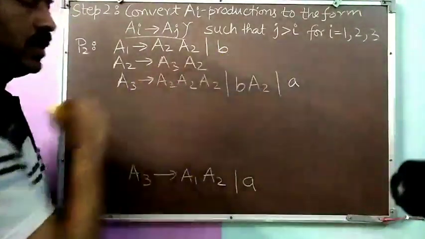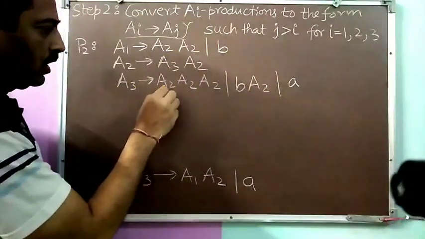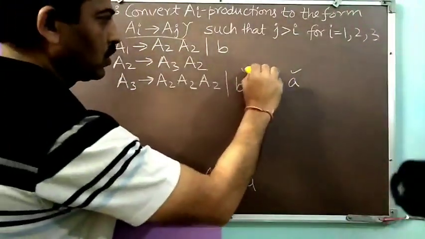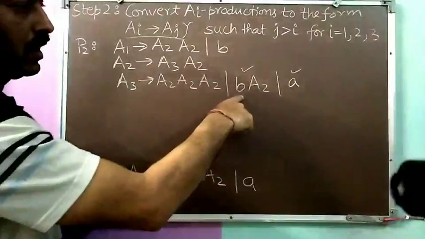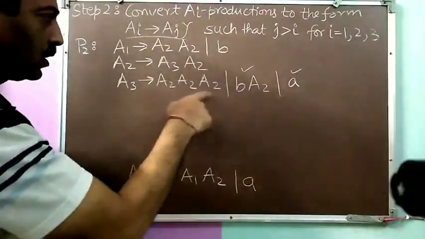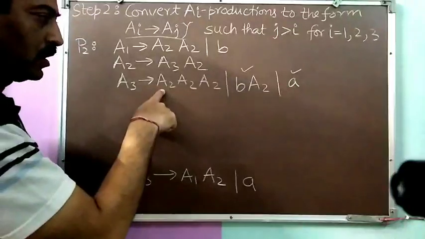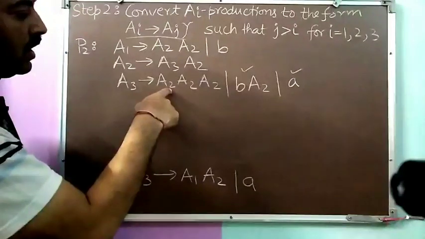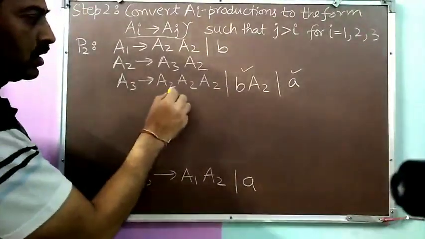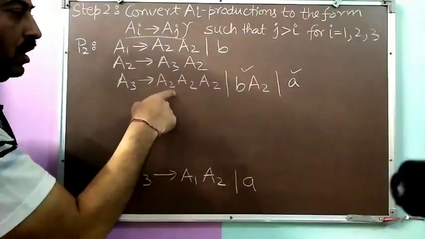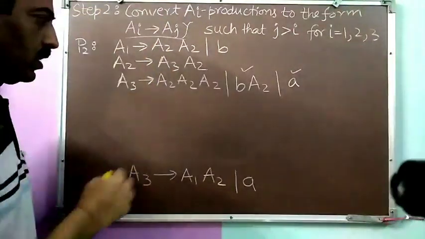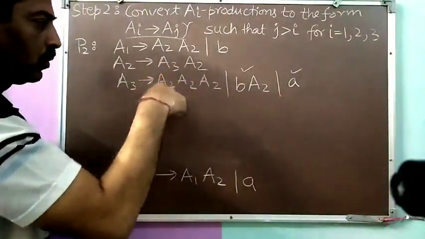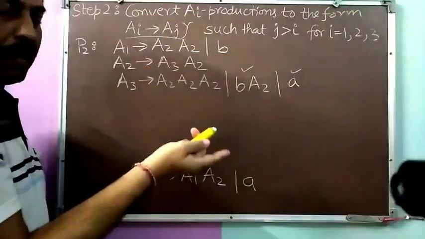Now again check whether this result is okay or not. This production is okay because it does not have any variable here. This production is also okay because it has a terminal here. But in this production we have a variable here. If a variable is present here, then the index of this variable should be greater than or equal to this index. Again, the index here is smaller: it is index 2 and this is index 3, while it should be equal or larger. So we again want to remove this A2 from here, so we will apply lemma 2.